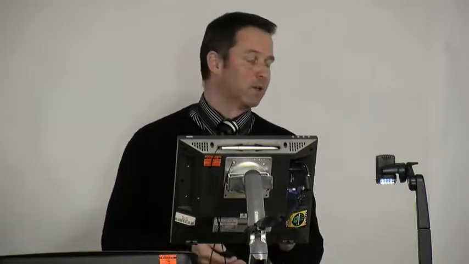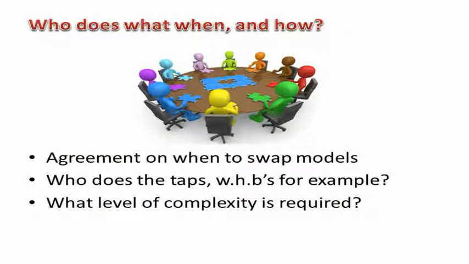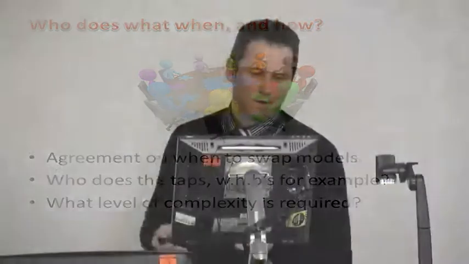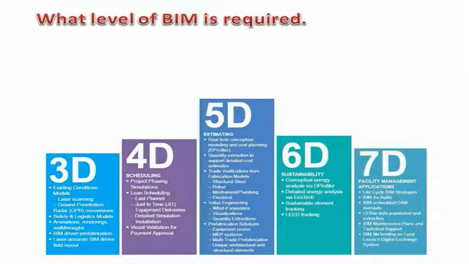One really important thing is you need to agree with the people you're working with who does what. Who does the taps, from our point of view? Who puts the toilets in? Is it in the architectural model or is it in our model? You need to agree what level of BIM you're doing at an early stage, as Keith mentioned. We're doing some of 7D, some of 4D, and all of 3D. We don't use it for estimating as yet, but as time goes on, I think we'll be developing our use of Revit and hopefully move on to that.